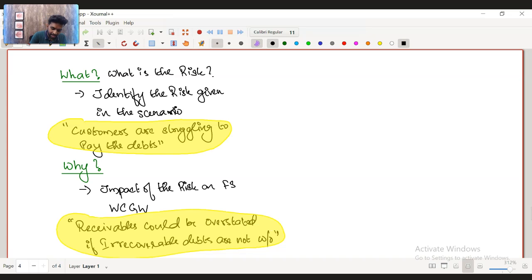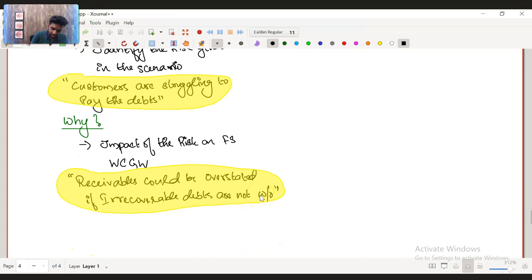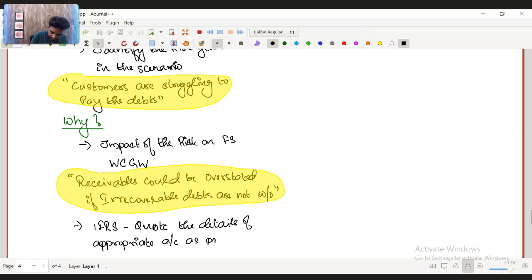But this is not the standard answer that we need to write. In AAA, we will go deeper. In AAA, for why it is a risk, you will also have to explain the relevant IFRS standard. You need to quote the details of appropriate accounting as per IFRS. So you need to explain which IFRS it gets impacted here, like if it is receivable, if it is irrecoverable debts, whether it is IFRS 9, financial instruments could come into the picture.